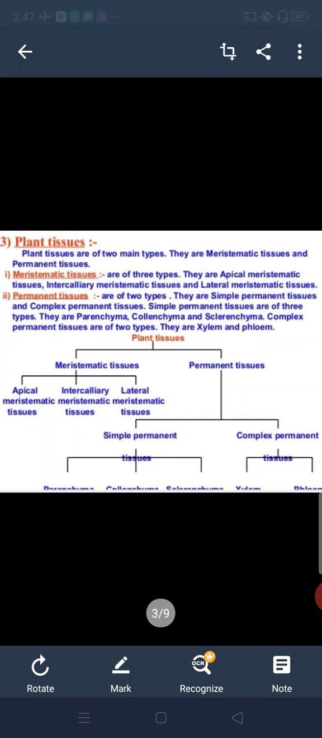Simple permanent tissues are of three types. They are parenchyma, collenchyma and sclerenchyma. Complex permanent tissues are of two types. They are xylem and phloem. This is the concept map of plant tissues.